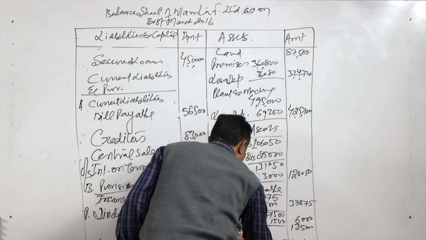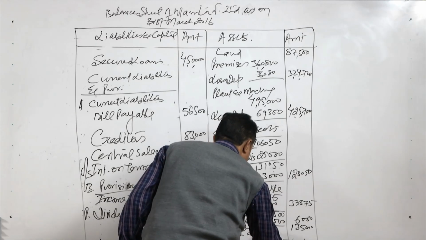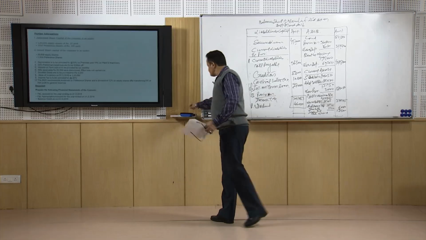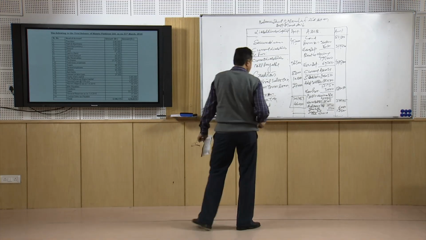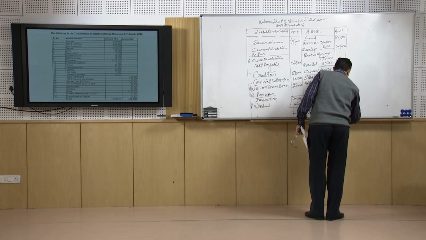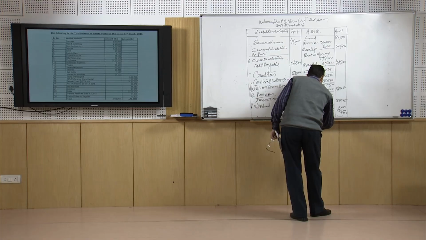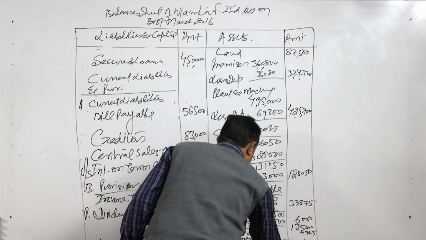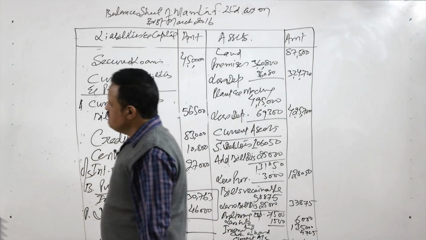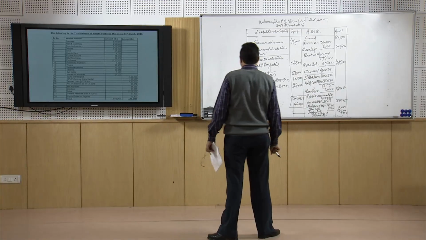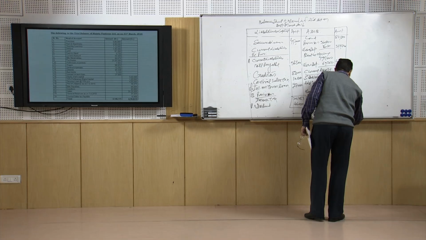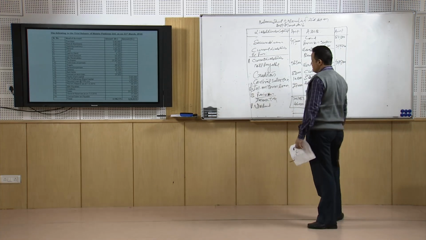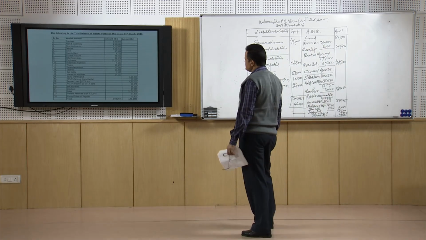Then we have to go for the cash. Cash in hand balance is also given to us: 4,725. And then the current account balance, that is 45,500, or you can say it is cash at bank, 45,500.